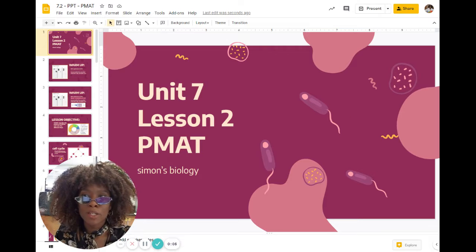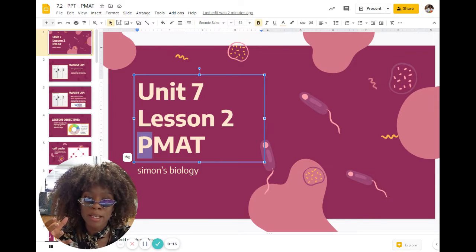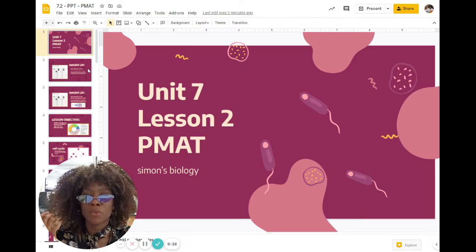So in the last lesson we talked about what is mitosis, so that is cellular division, how cells reproduce. And today we're going to specifically talk about what happens in each of these steps in prophase, metaphase, anaphase, and telophase, also known as PMAT, just so it's easy to remember.